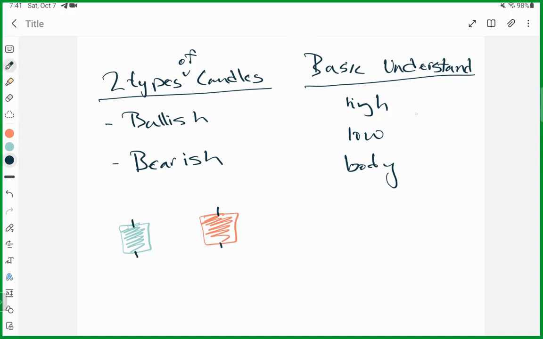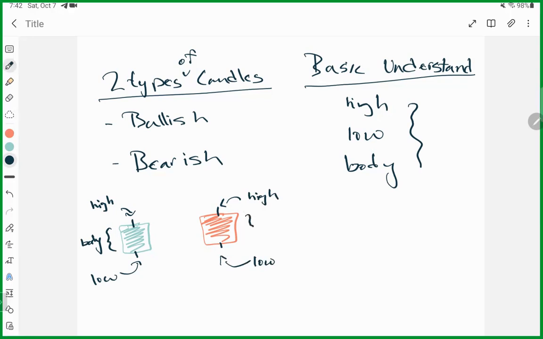But let's identify these data points on these candles right here. So here is that high, here is that low, here is the body, and this is that bullish candle, and here's the bearish candle. So here's that high, here is that low, and here is the body. Remember, the high is the highest point that price reaches in that increment of time, and the low is the lowest point that price reaches in that increment of time. And then we have this body.